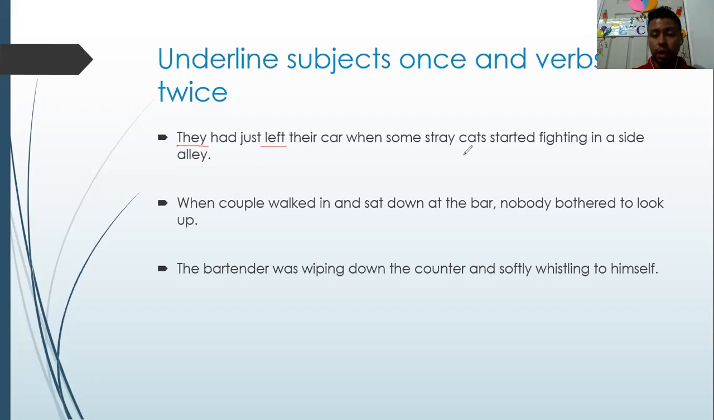So let me give you an example. We have they and left. Underline twice the verb. Okay. And the continuation of this. And the other subject is some stray cats. Cats, it's another subject. And another verb here.